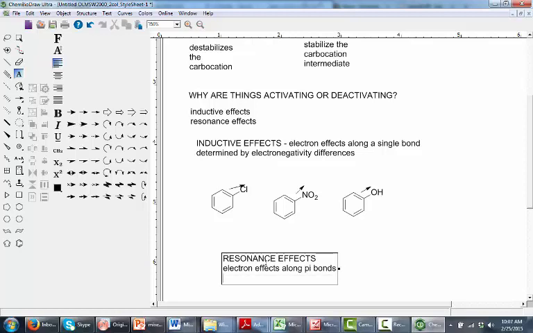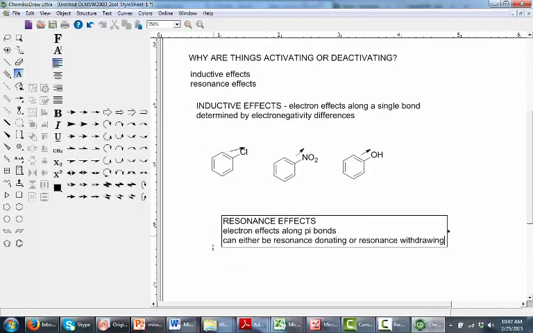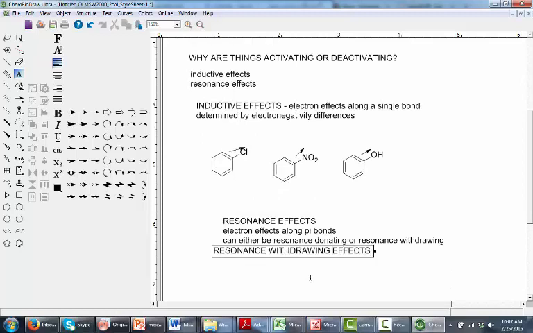These occur in cases where you can have resonance donating, where the lone pairs can donate to form pi bonds. Those are resonance donating. So these can be either resonance donating or resonance withdrawing. So let's see resonance withdrawing effects first. Let's show an example of that. And this would be resonance withdrawing.